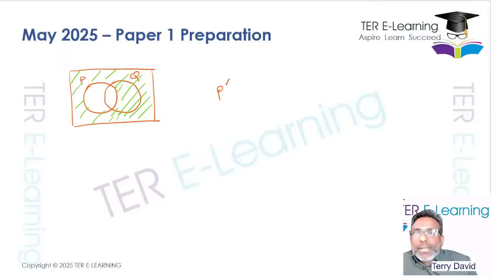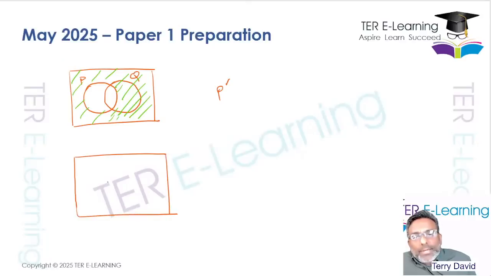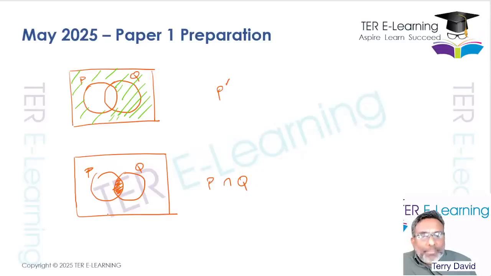So now, let's make this a little more interesting. If I had P and I had Q and I told you to shade P intersect Q, P intersect Q is what is common to both of them, what is overlapping.